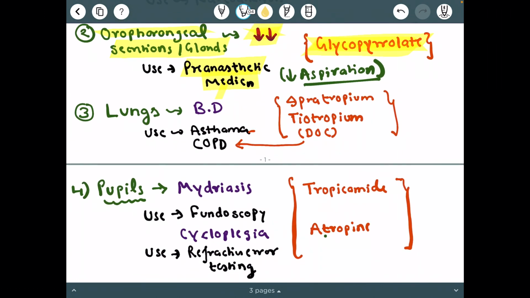In the lungs, muscarinic blockers cause bronchodilation. Normally the cholinergics cause bronchoconstriction. Here the antimuscarinics cause bronchodilation, so we can use them in asthma as well as COPD. The main, very important drugs are ipratropium and tiotropium. You should know that ipratropium is short acting, whereas tiotropium is long acting. And another very important point is that tiotropium is the drug of choice for COPD, chronic obstructive pulmonary disease.